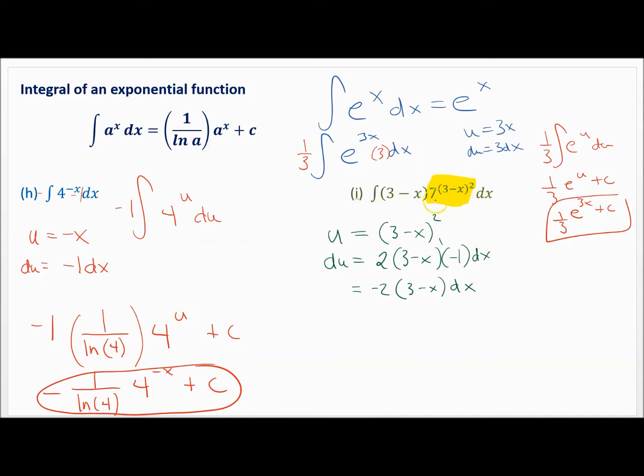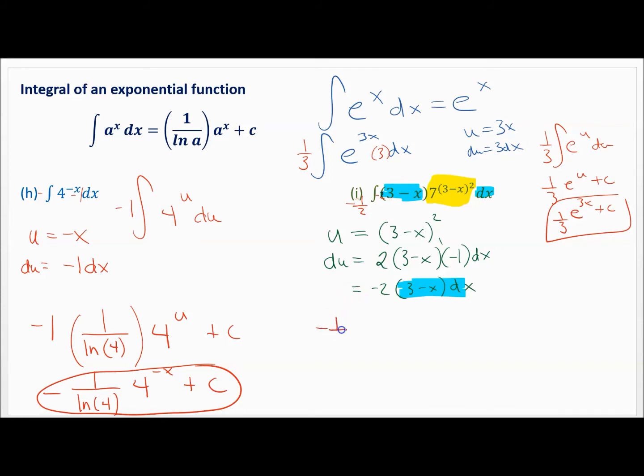All the rest of that needs to be my dx. Now look, I have, let's highlight this in aqua, 3 minus x dx. Down here, that's that part. So I'm clearly missing a negative 2. Can I just multiply by negative 2 inside? Sure I can. What I can't do is put a variable out front. We didn't. We just put a constant out front. So I'm okay.